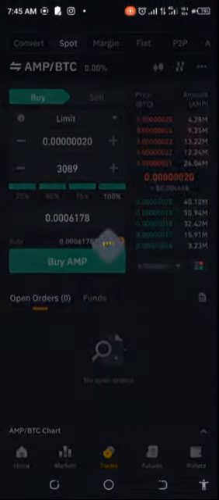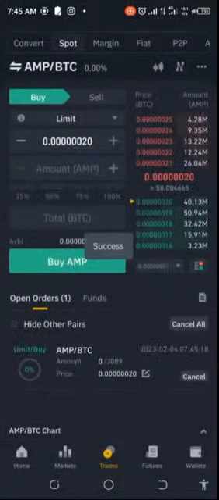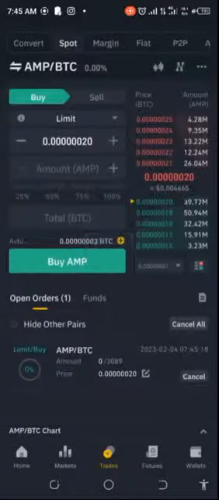Okay, I go ahead and do that. So it's in queue as usual, and let's see how long this takes. All right, I'll be back to give you the results.